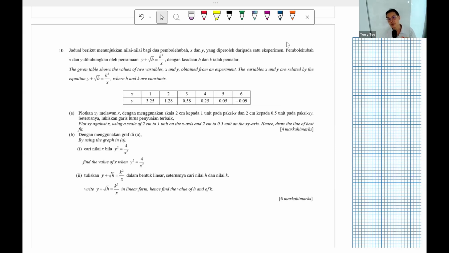Okay, question number 10 from Form 4, Chapter 6, Linear Law. So let's begin. The table shows values of two variables x and y obtained from an experiment. x and y are related by this equation. Plot xy against x. Okay, so xy against x.